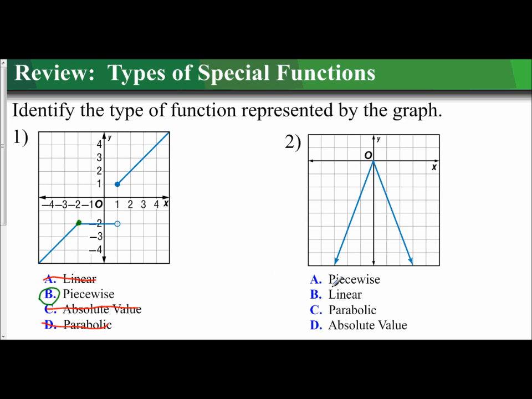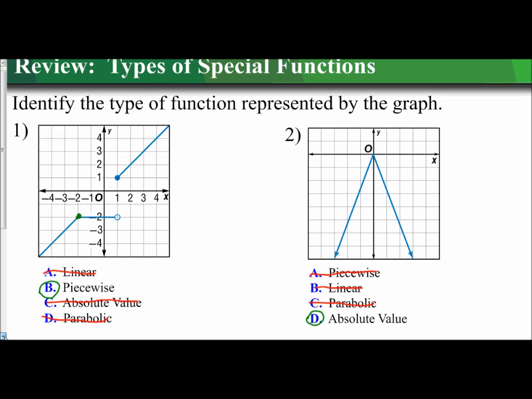So if we use the same logic, this isn't a piecewise function. It's not linear because there's not a constant rate of change. It's not U-shaped, so it's not parabolic. It is an absolute value graph. This time it opens downwards. And so those are our types of functions and how to identify them graphically.